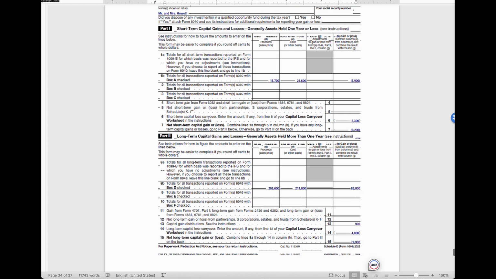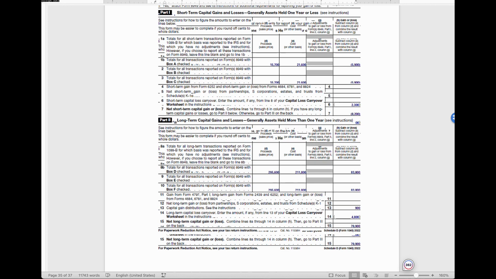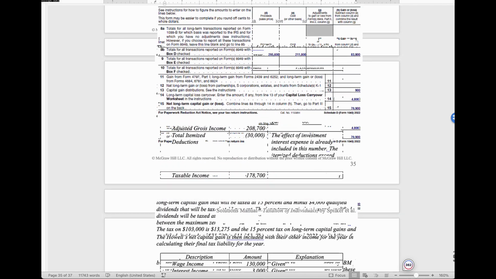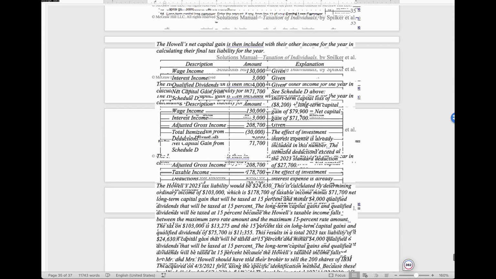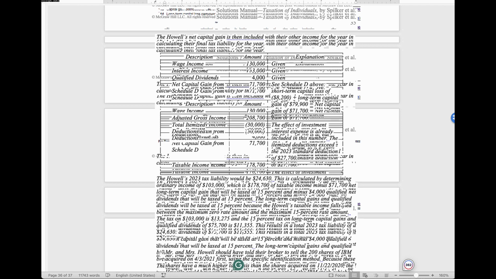Then we are going to show the distribution here of $900, our long-term capital loss carryover, and then our net long-term gain or loss of $79,900. And basically then the Howells' net capital gain is then included with their other income for the year in which we're going to calculate their final tax liability.